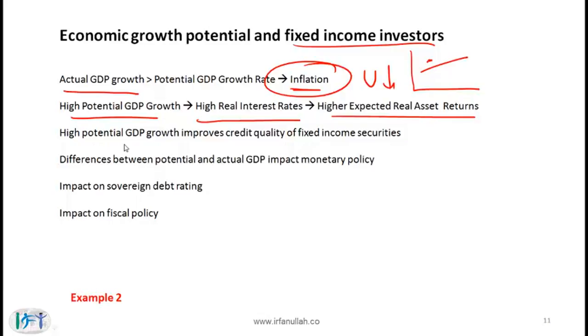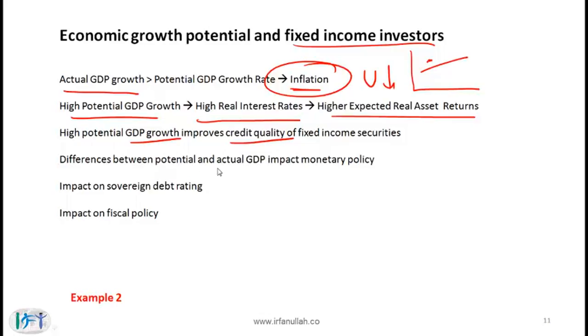High potential GDP growth generally improves the credit quality of fixed income securities. This is fairly obvious. In any economy where you have high growth, the chances are that the companies that have issued fixed income securities will tend to do well. They'll be generating cash, so the fixed income investors need to have less of a worry, hence the credit quality is better.